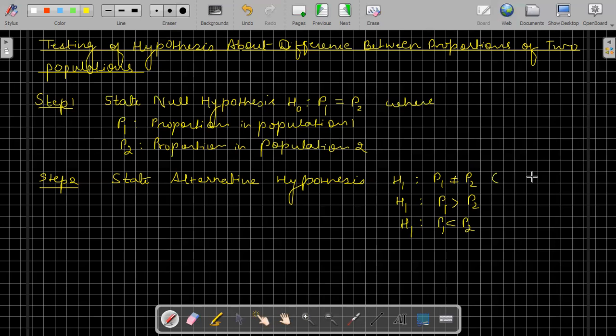This is basically a two-tailed test, because here the critical region lies on both sides. Here the critical region lies to the right hand side, so this is called a right tail test. And in this case the critical region lies to the left hand side, so it is called a left tail test.